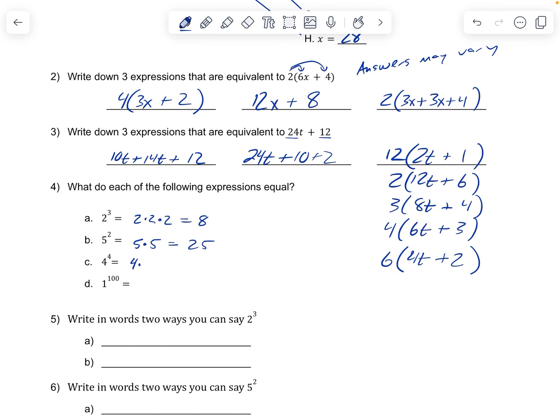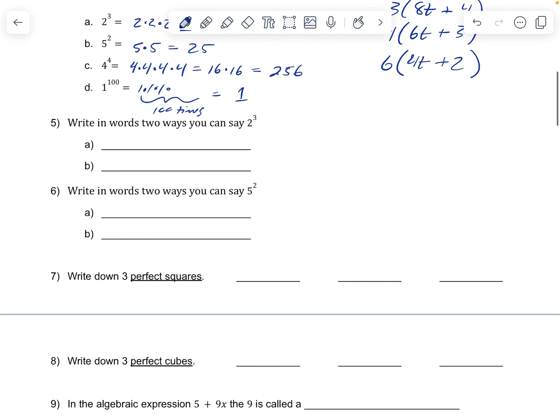C, 4 to the fourth means 4 times 4 times 4 times 4. When I get some of these, I like to break them down. Like the first 4 times 4, and then the second 4 times 4. Think of this as 16 times 16, which is 256. But you can break those down and order them however you want. The last one, 1 to the 100th power, well, that means 1 times 1 times 1. Now, I'm not going to write this out 100 times, but that's what that is saying. But if you just keep multiplying by 1, then my answer is going to be 1. It could be 1 to the millionth power, and I'm still just going to get 1.